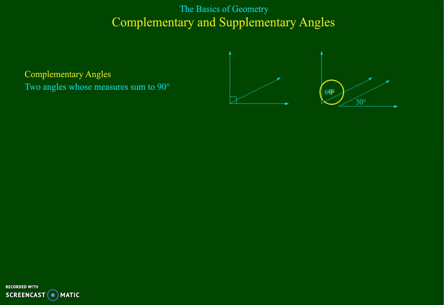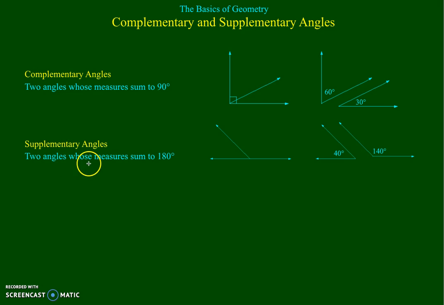So these are two adjacent angles that add up to 90 degrees. These are two non-adjacent angles that add up to 90 degrees. They don't have to be adjacent angles. The requirement is just that they be two angles whose measures add up to 90 degrees. Now that's related to the idea of supplementary angles.